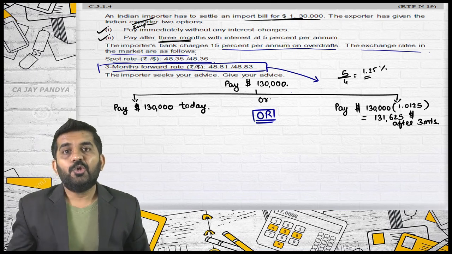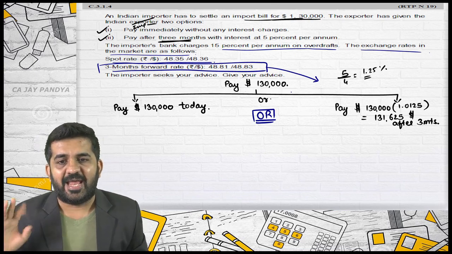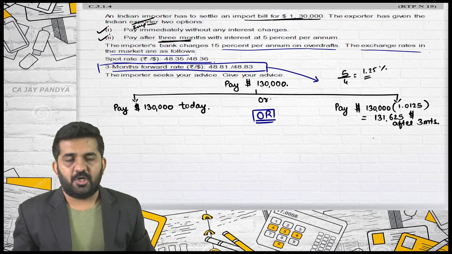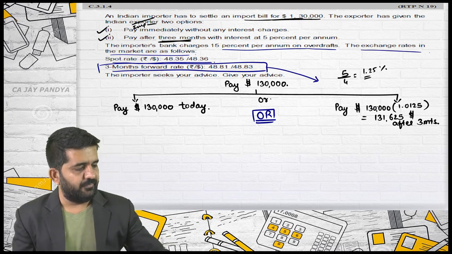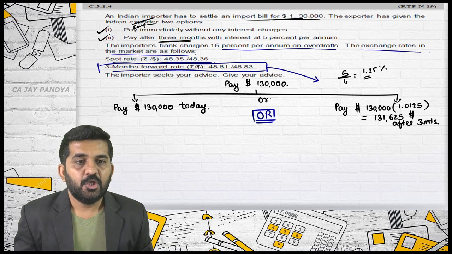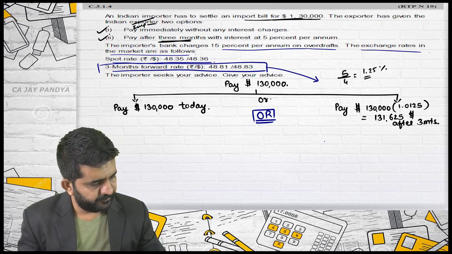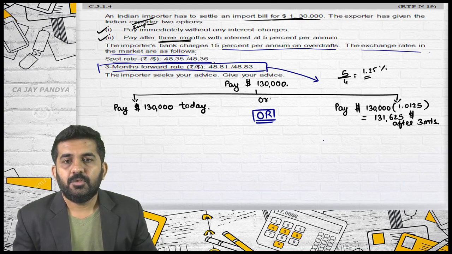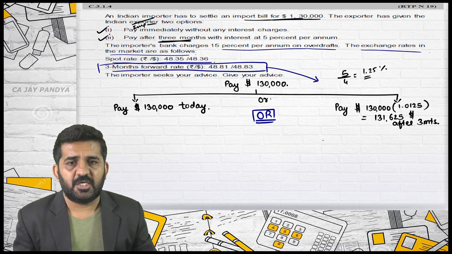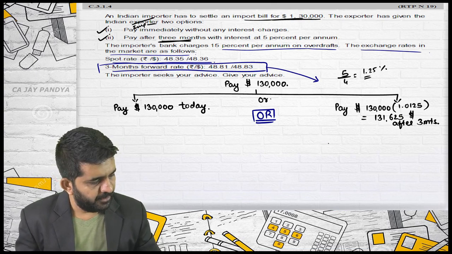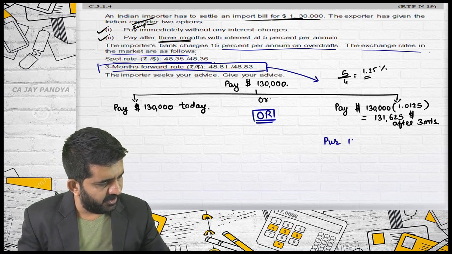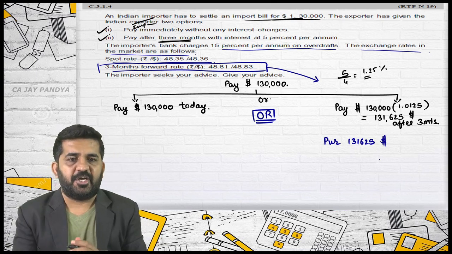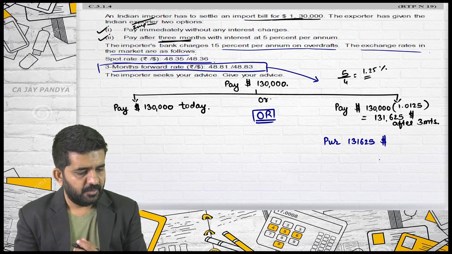Now, you need to purchase dollar or sell dollar. One of the students will answer me, Sakshi. You need to pay $1,31,625. Do you need to purchase dollar or sell dollar? Sir, purchase dollar. You will have to purchase $1,31,625 at forward rate or spot rate, Sakshi? Sir, at forward rate.